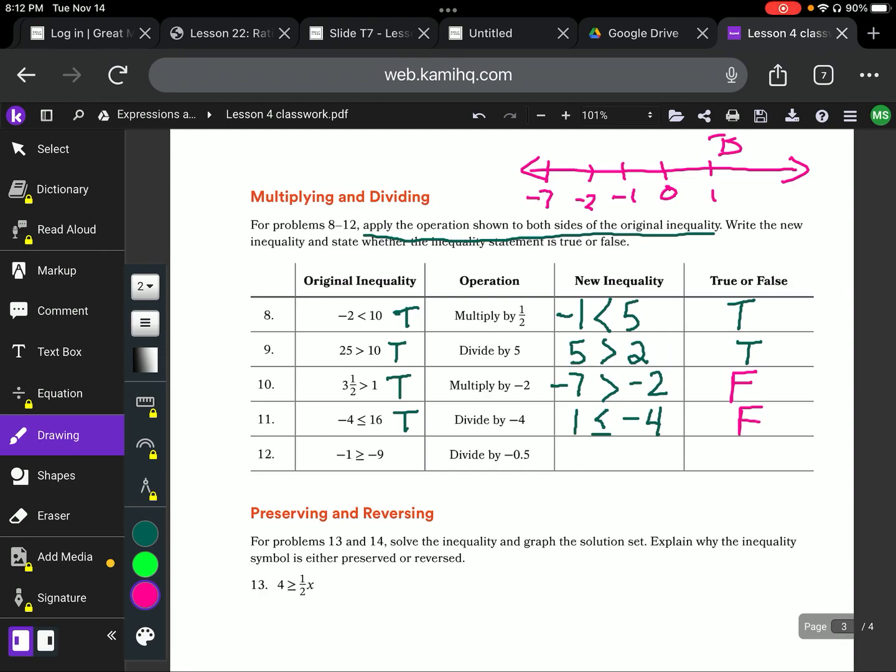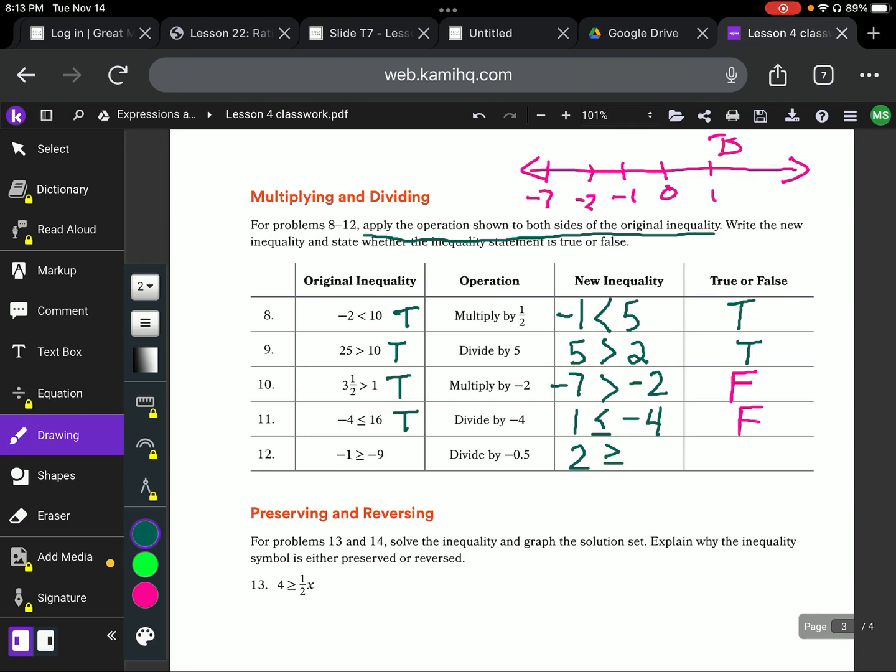And number 12, we have -1 is greater than -9. What happens if we divide by -1/2? So -1 divided by -1/2 is 2.